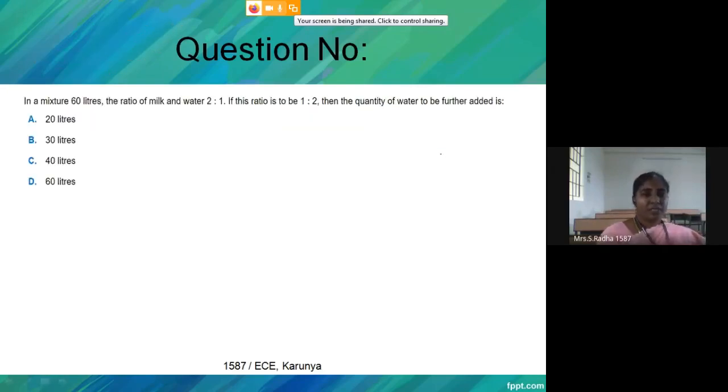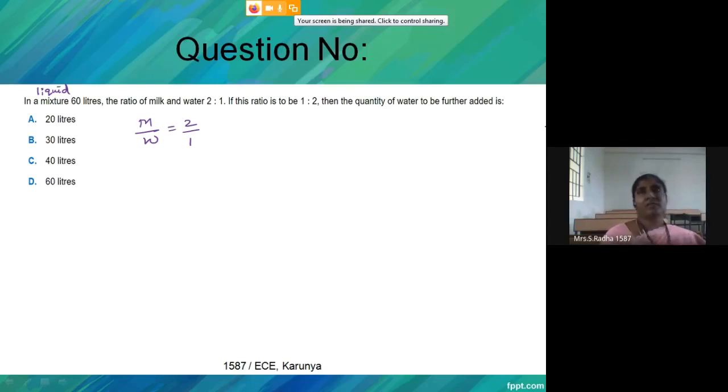In a mixture, 60 liters of liquid, a liquid mixture is available and it is 60 liters in quantity. The ratio of milk and water is 2:1. If this ratio is to be 1:2, then the quantity of water to be added further is?